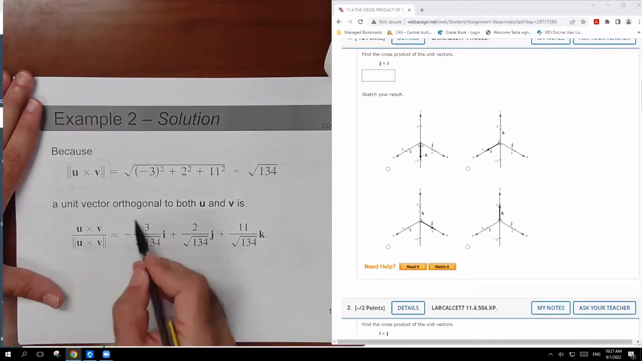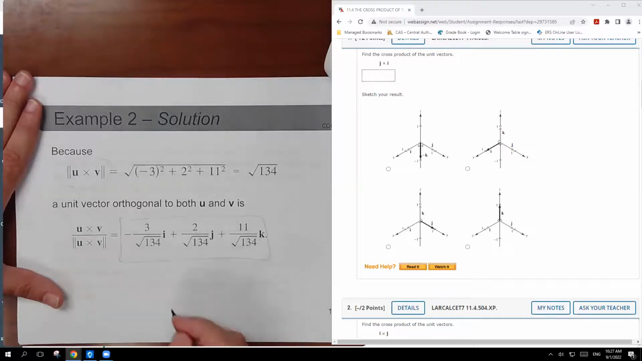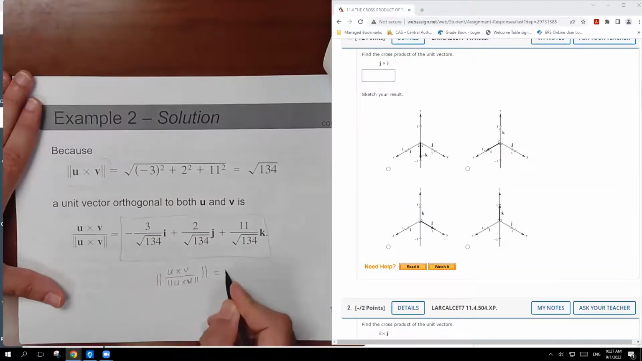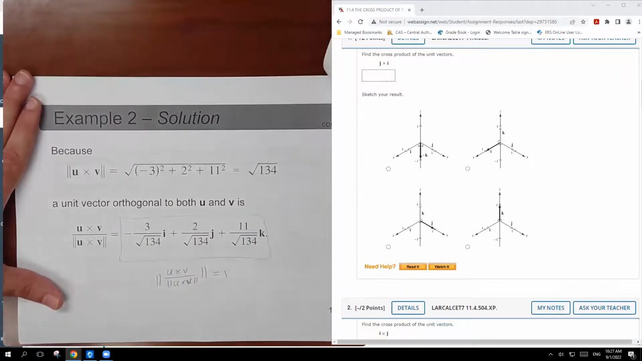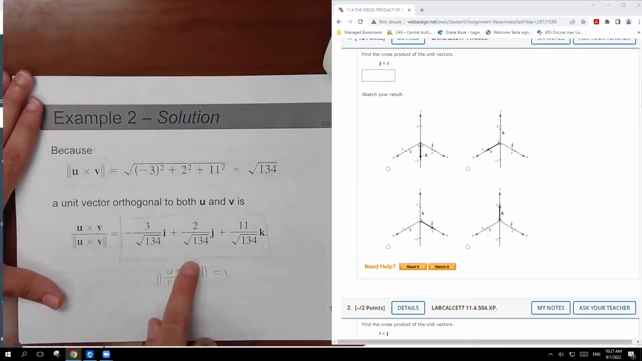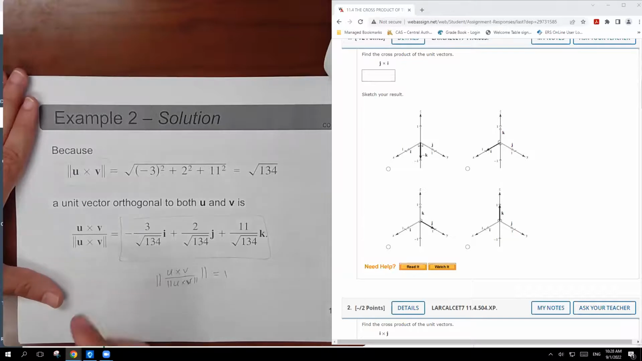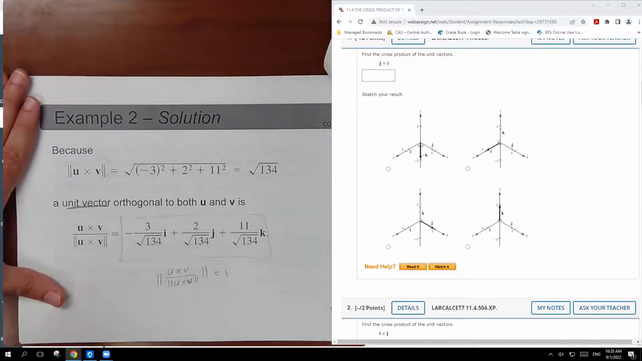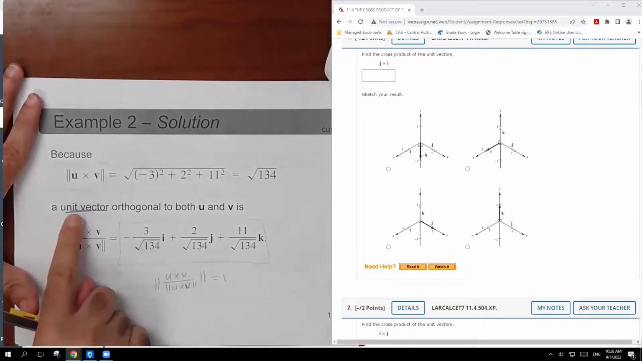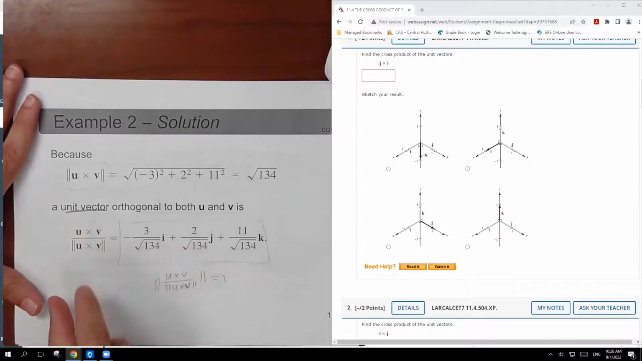So the length of the new vector, which is U cross V divided by the length of U cross V, is going to be equal to 1. So if you find the length of this vector, it's going to be 1, because they ask you to find a unit vector. And we're going to normalize the vector.